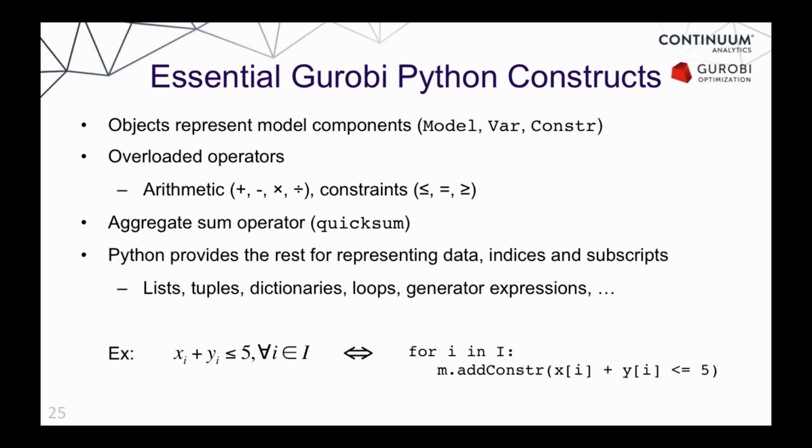The end result is code that's algebraic in nature, and just to illustrate that, I've provided a simple example. On the left-hand side, I have a mathematical representation of a set of constraints in which you include a constraint x_i plus y_i less than or equal to 5 for all i in some index set I. Although I haven't explained the interface syntax yet, you can still gather what's going on in the code on the right because it's concise and it looks like the math. It tells you, for all i in I, I'm going to add a constraint, and the constraint looks algebraic.